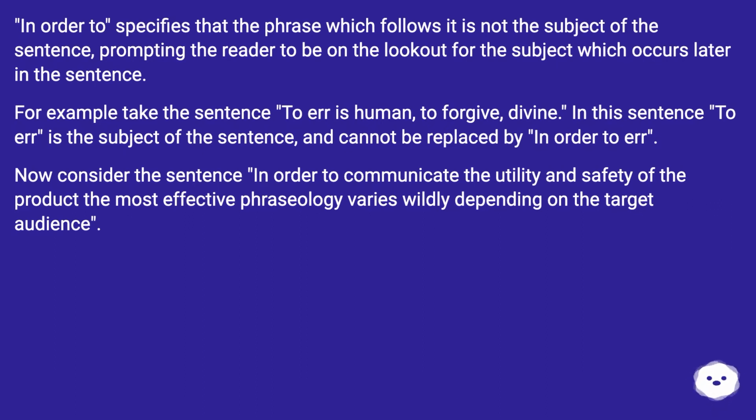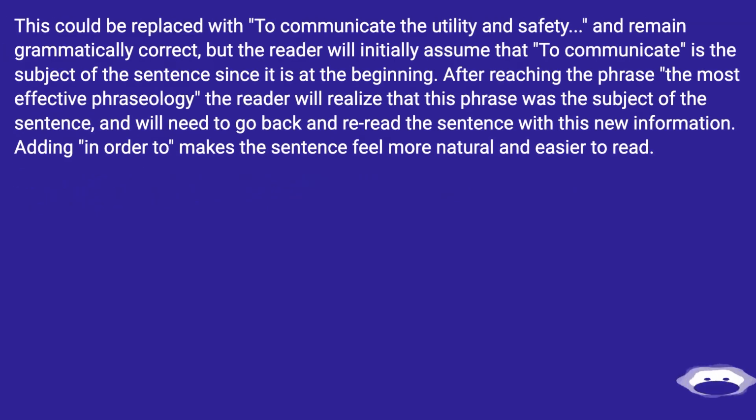Now consider the sentence, in order to communicate the utility and safety of the product, the most effective phraseology varies wildly depending on the target audience. This could be replaced with to communicate the utility and safety, and remain grammatically correct, but the reader will initially assume that to communicate is the subject of the sentence since it is at the beginning.